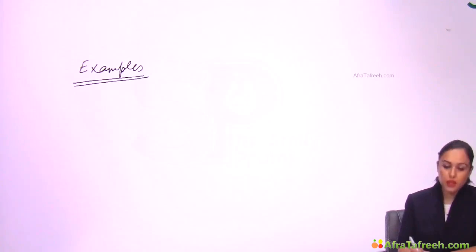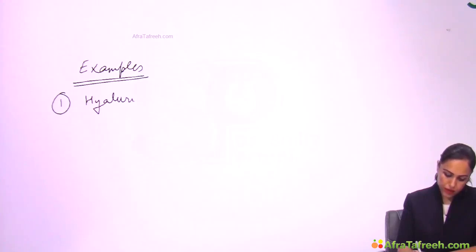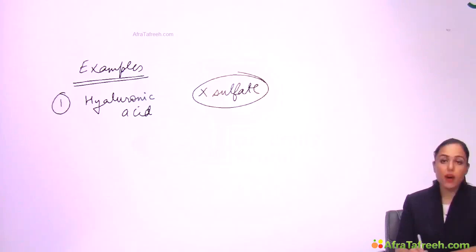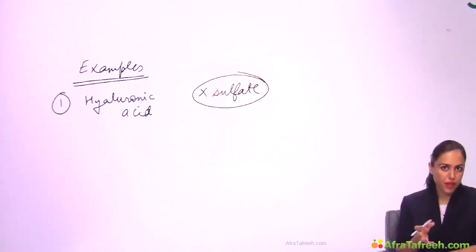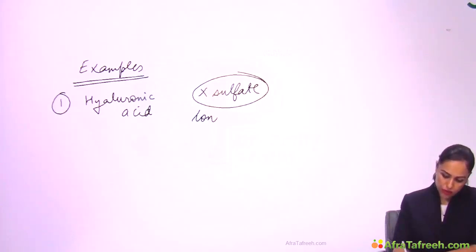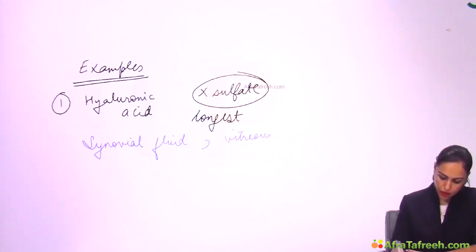Now let's see the examples of mucopolysaccharides. Number 1 is hyaluronic acid. Hyaluronic acid does not have any sulfate. I told you all the GAGs are highly sulfated, but see the name hyaluronic acid, there is no sulfate in the name. So hyaluronic acid is the only GAG which is not sulfated. Also, hyaluronic acid is the longest GAG, and the location of hyaluronic acid is synovial fluid and vitreous humor of the eye. Synovial fluid of joints and vitreous humor of the eye have hyaluronic acid.